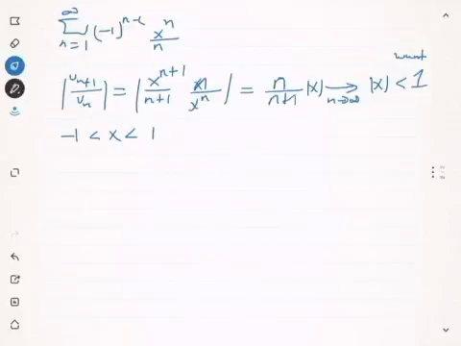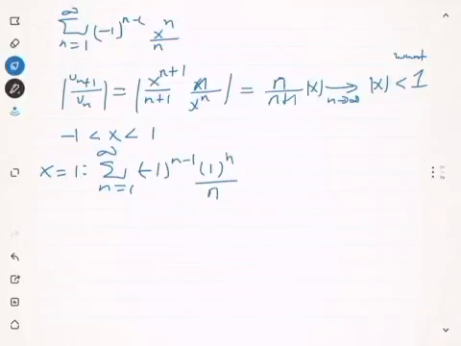The problem is we need to check the endpoints. So we're going to check x equals 1, and then we just get the series from 1 to infinity of (-1)^(n-1). We plug that 1 where x is, and then we get this. And this just gives you the sum as n goes from 1 to infinity of (-1)^(n-1) times 1 over n, like that. And this is just the alternating harmonic series, so this is convergent. So that means that the series is going to converge at x equals 1, which is the right endpoint.